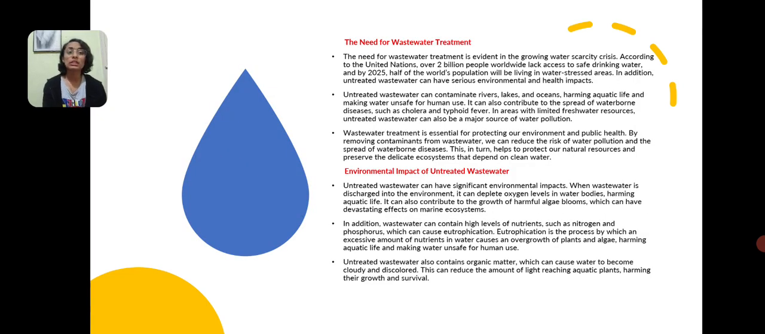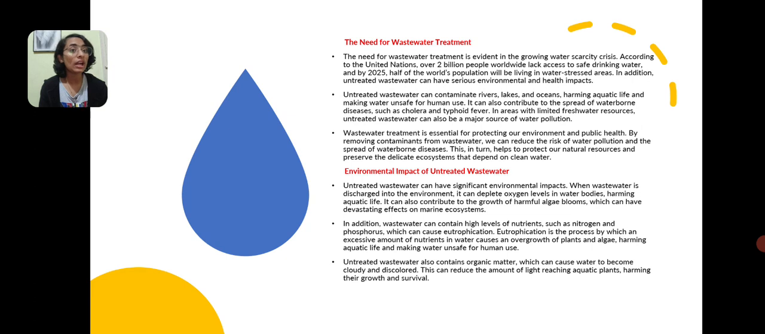And for this sixth point, let us look into the need for wastewater treatment and environmental impact of untreated wastewater. Need for the wastewater treatment. The need for the wastewater treatment is evident in the growing water scarcity crisis. According to the United Nations, over 2 billion people worldwide lack access to safe drinking water, and by 2025, half of the world's population will be living in water-stressed areas.